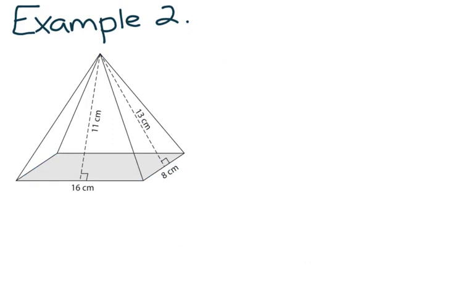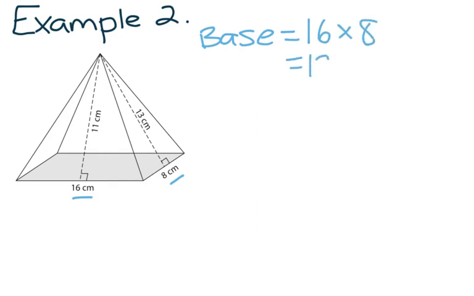The next one, we're looking at a rectangular based pyramid, because you can see these numbers on the base are not the same, so it's not a square. So we do have 2 different triangles as well. We'll do the base first. The base is just length times width, so it'll be 16 times 8, which is 128 centimetres squared.